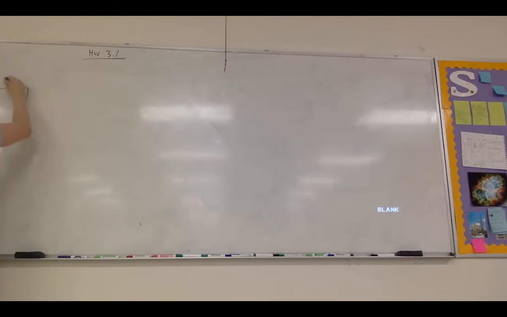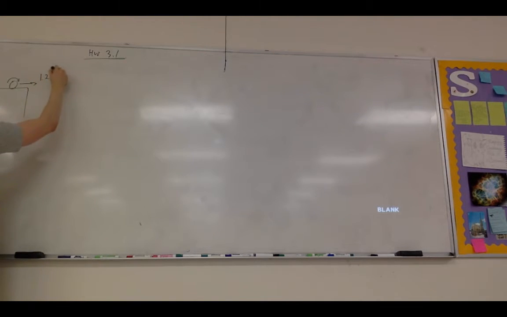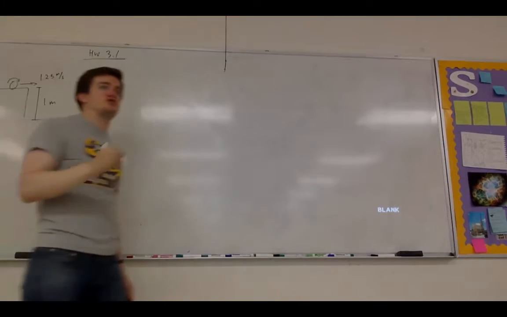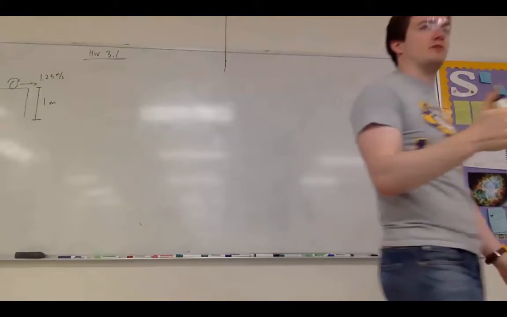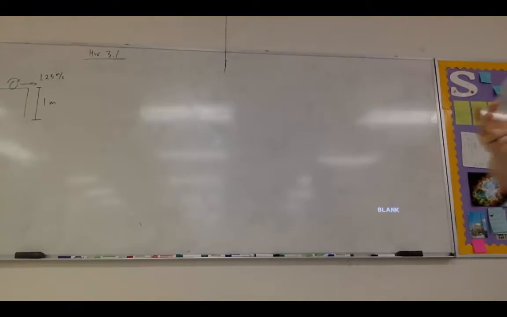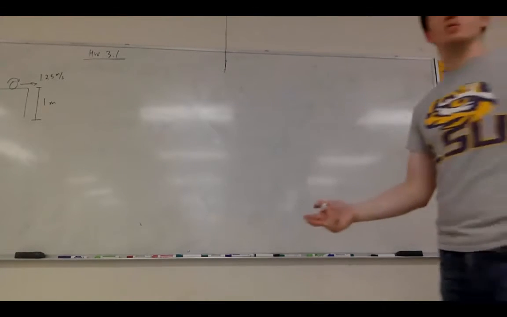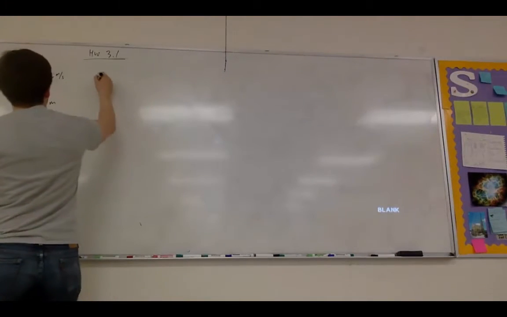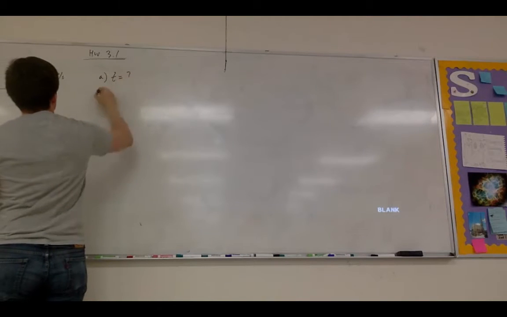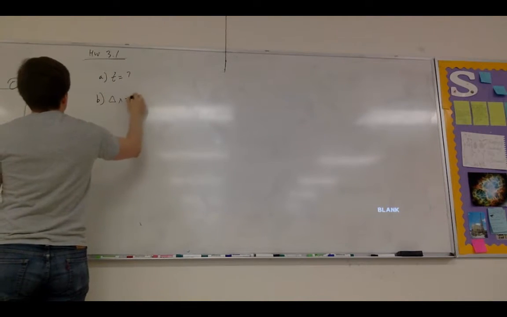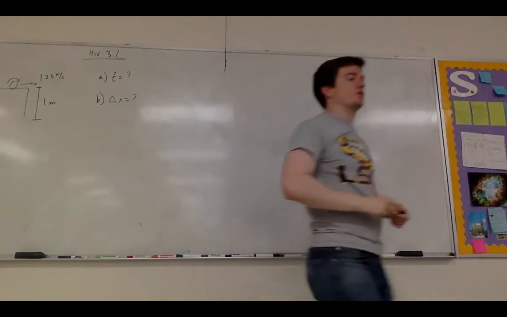That's actually a relatively common way to phrase a problem. A ball is rolling forward at a speed of 1.25 meters per second off of a table that has a height of 1 meter. And then it asks two things: What is the time it takes for it to reach the ground? And how far does it go before it hits the ground? So again, we're doing the same thing we do for all these problems. We are finding time and then using time to find delta x.